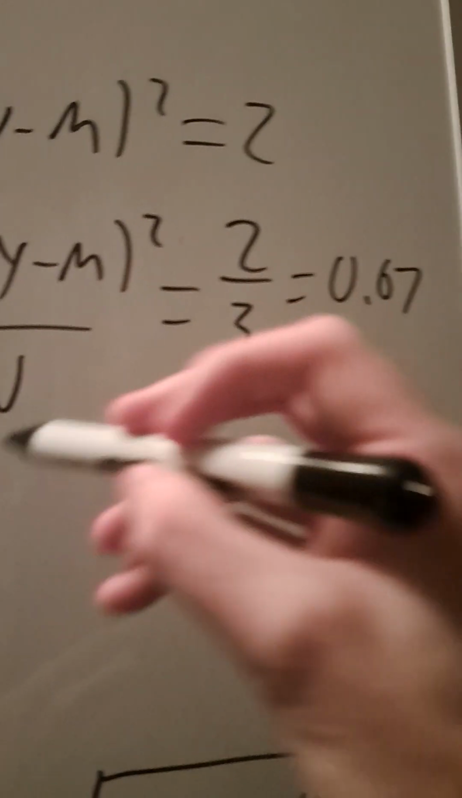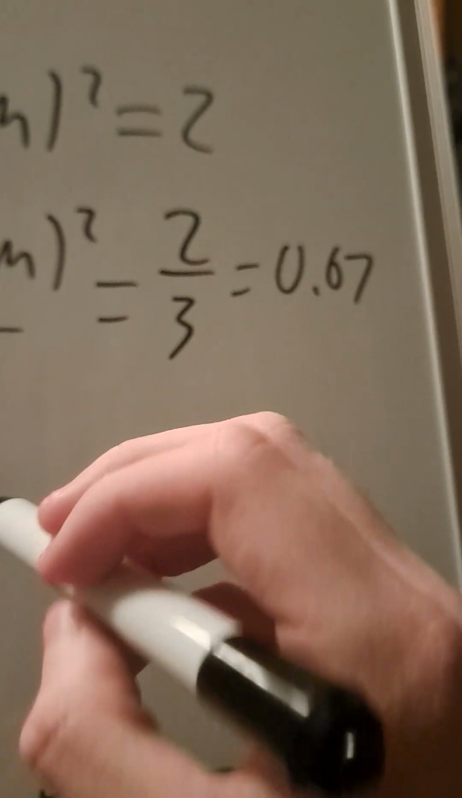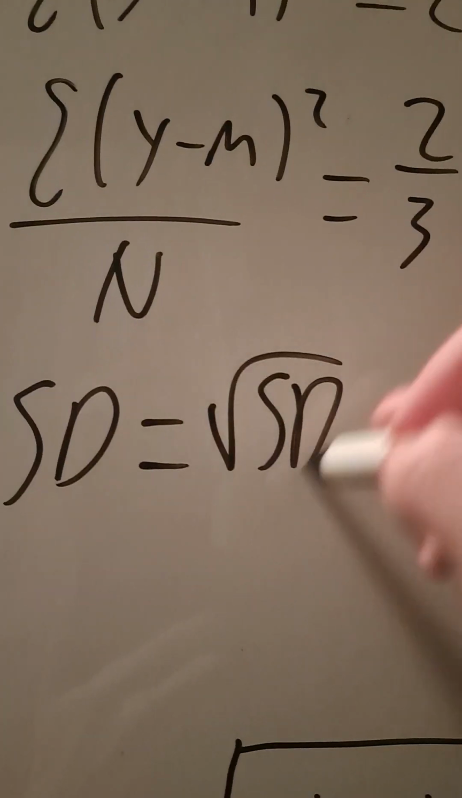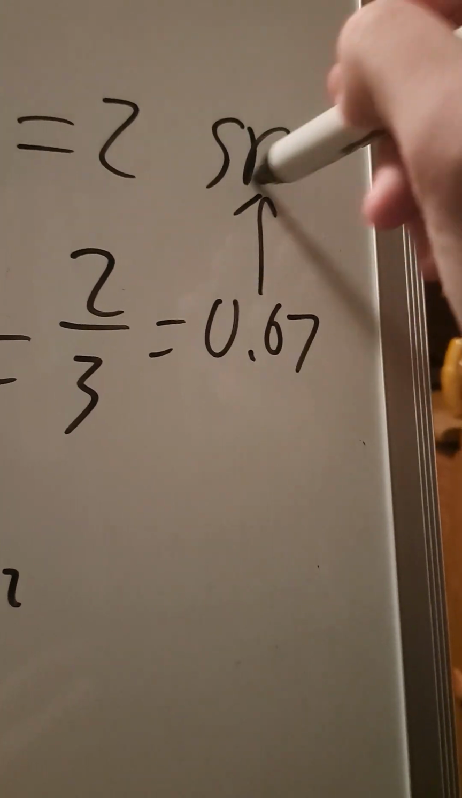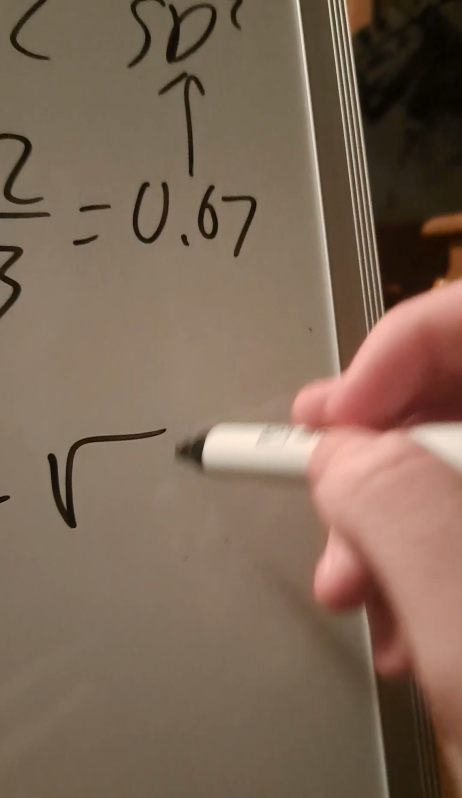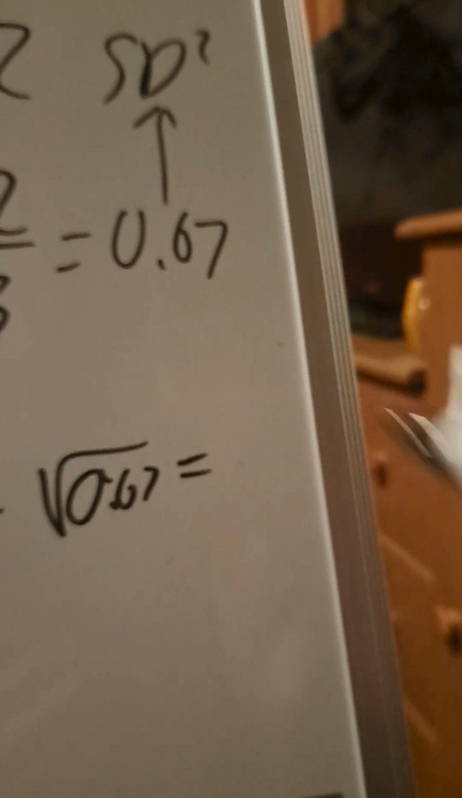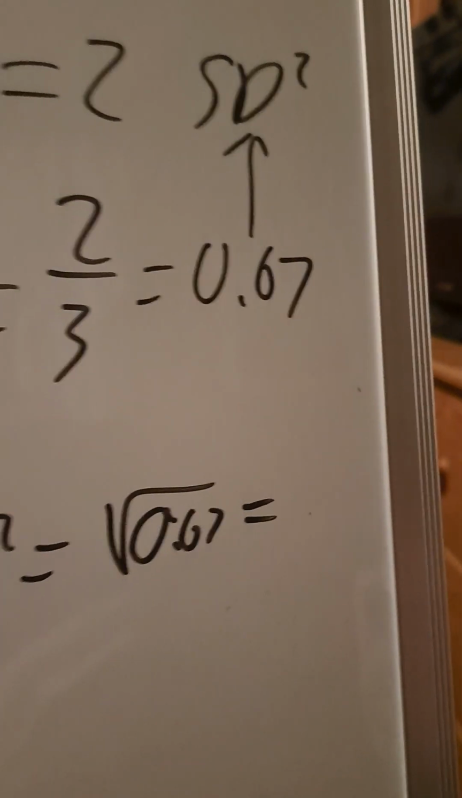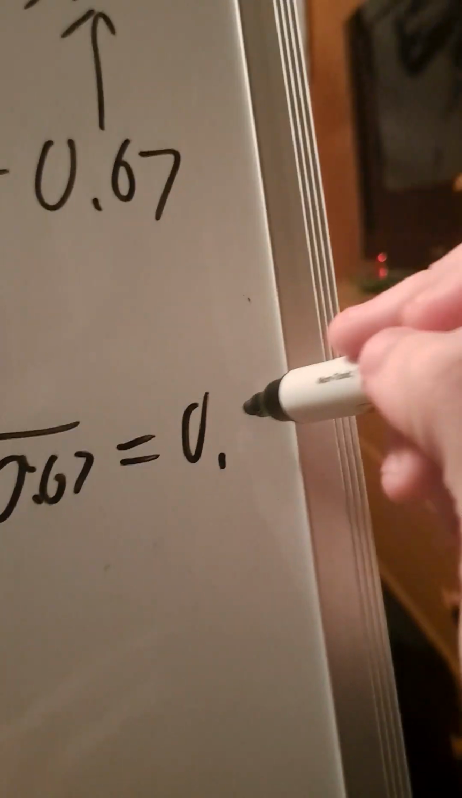Okay, we're going to take our standard deviation now, just like we did before. Standard deviation is equal to the square root of SD squared. And again, this value we just calculated, the variance, can also be called SD squared. So we're just going to take the square root of 0.67, and it's going to be the same standard deviation as it was before. We're going to have the exact same standard deviation, 0.82.